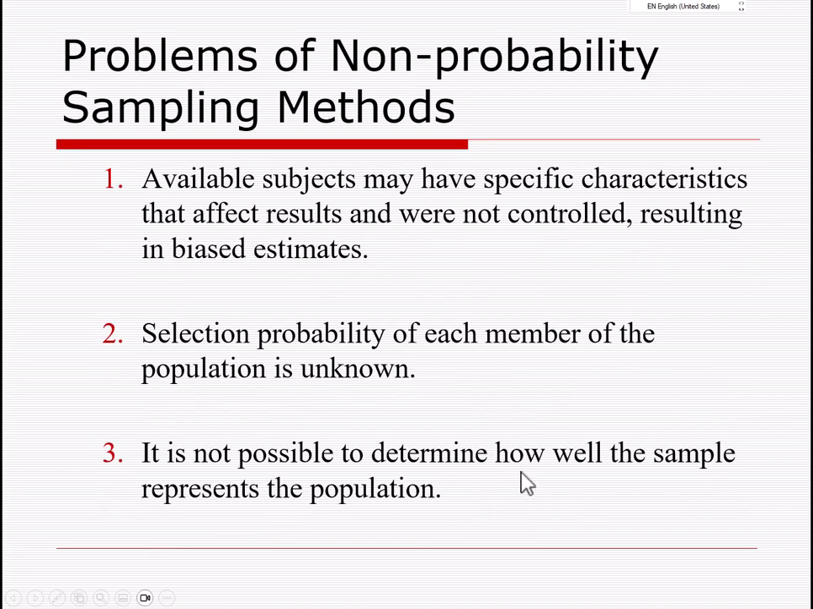So in summary, non-probability sampling methods, you are using available subjects, and you don't know if they overrepresent or underrepresent a characteristic in the population, and so you don't know how well your estimates represent the population. So these are good for studies that do not really aim to represent the population.